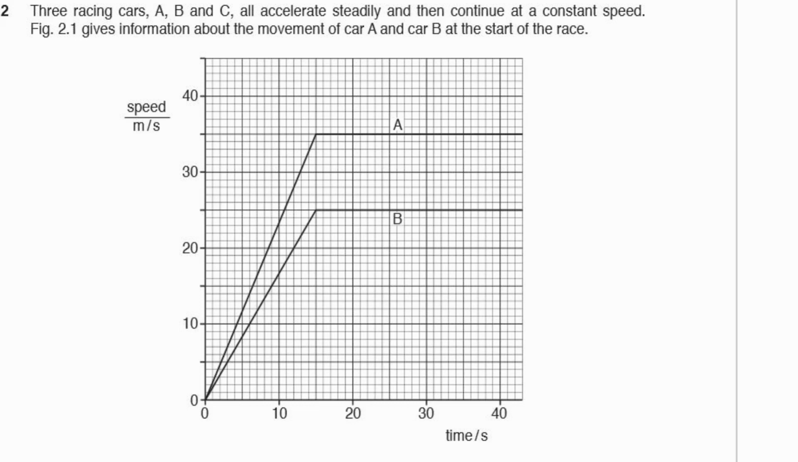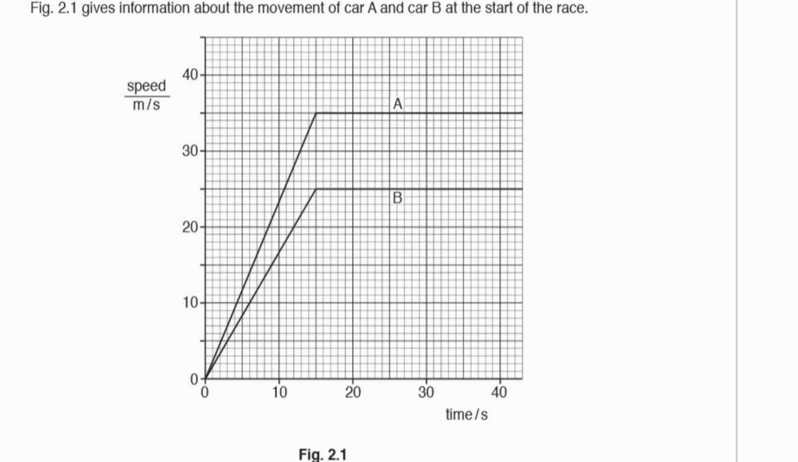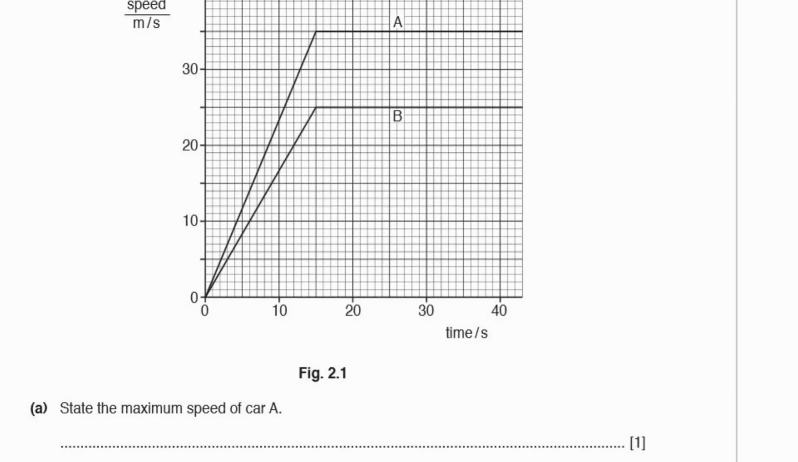Question 2. Three racing cars, A, B and C, all accelerate steadily and then continue at a constant speed. Figure 2.1 gives information about the movement of car A and car B at the start of the race. Okay. State the maximum speed of car A. Alright, well, looking at this, here we are, that's 35 metres per second, and that's the answer for the maximum speed of car A. There we go.